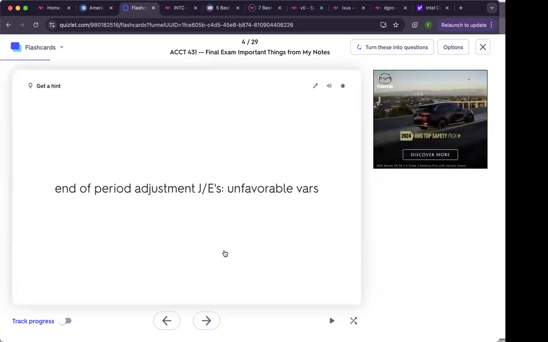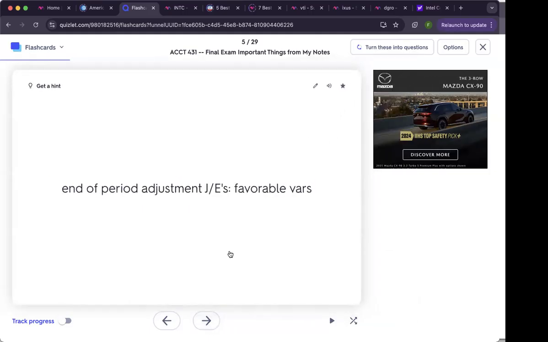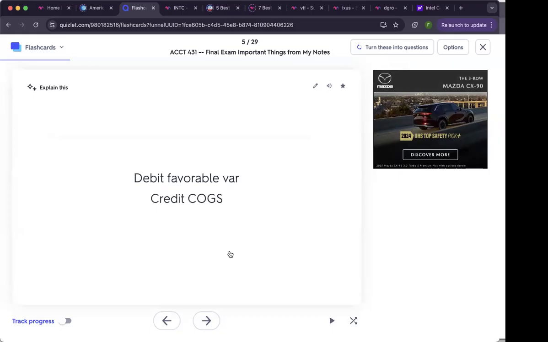For the end of period adjustment journal entries for unfavorable variances, you debit cost of goods sold and credit unfavorable variance, since when we originally recorded it, it was a debit. And likewise for favorable variances, you debit the favorable variance and credit cost of goods sold, since when we first recorded the variance, it was a credit.